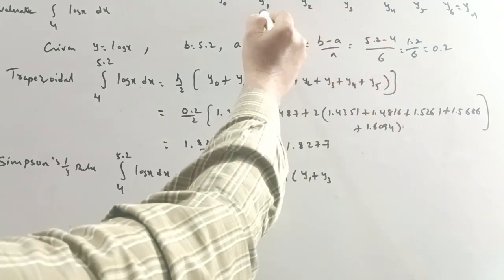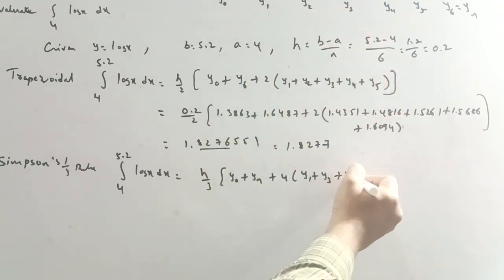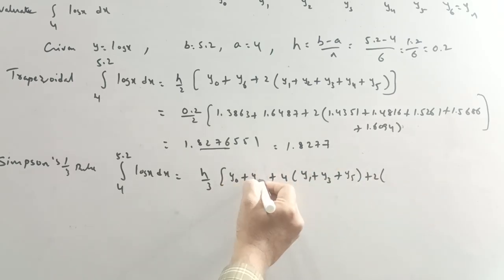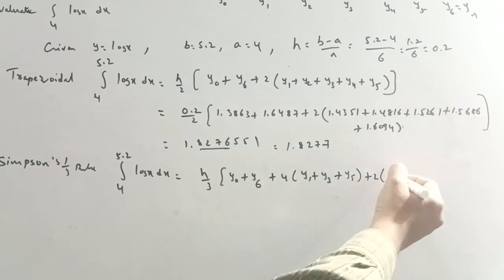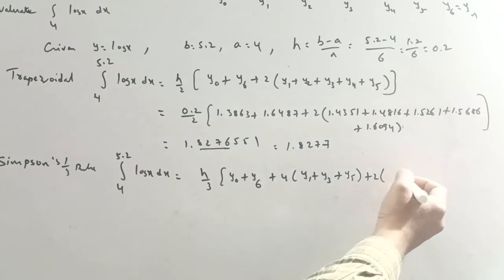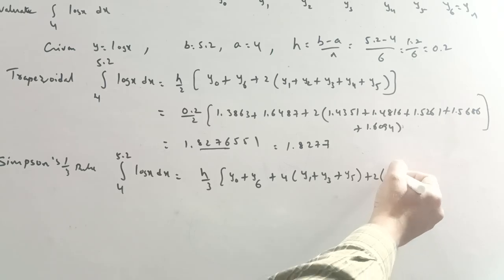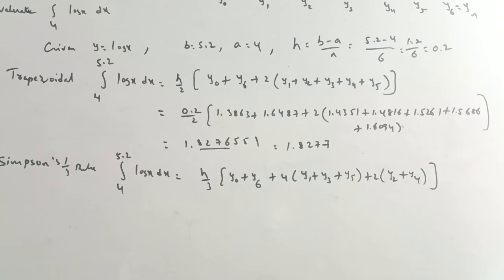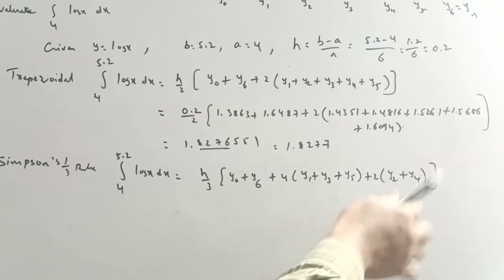How many odd ordinates are there? y1, y3, y5, plus 2 into even ordinates. Here in place of yn what do we get? y6. So the even ordinates are y2 and y4. Correct? And the odd ones are y1, y3 and y5, so up to 5, right? Okay, so these are the ordinates in the formula.